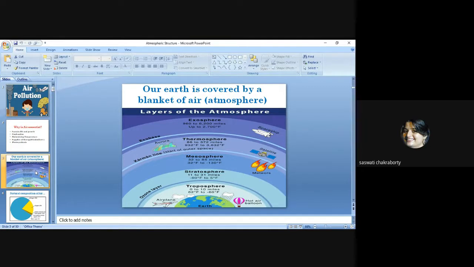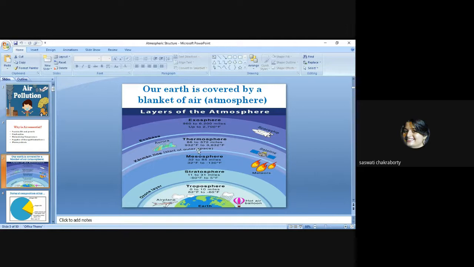This is the layer of air that surrounds our Earth. Our Earth is covered by a blanket of air, and we name it the atmosphere. If you look at the layers from the ground level, first is the troposphere, the layer closest to the Earth. Then comes the stratosphere, then mesosphere, then thermosphere, and the exosphere. The exosphere is the outermost layer.